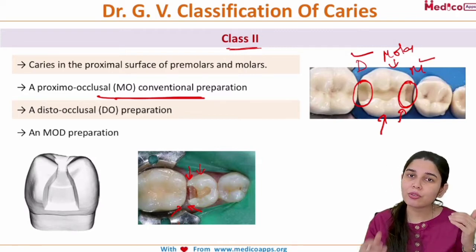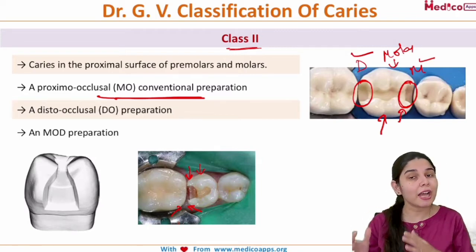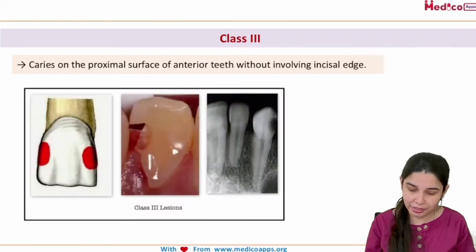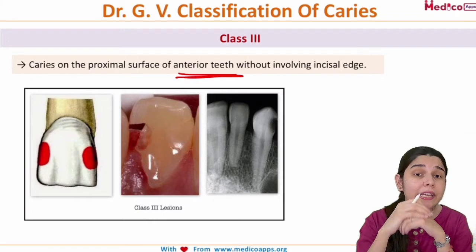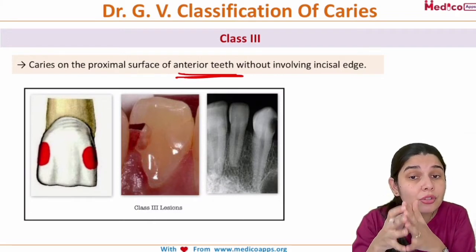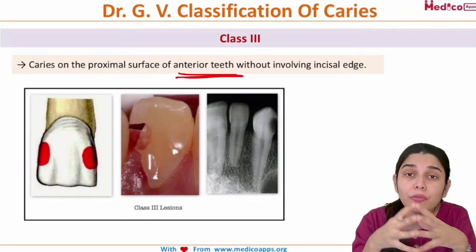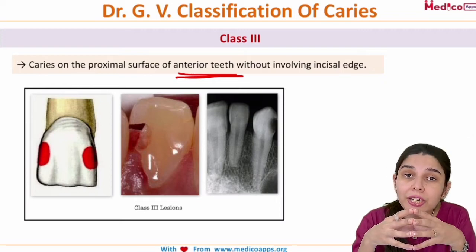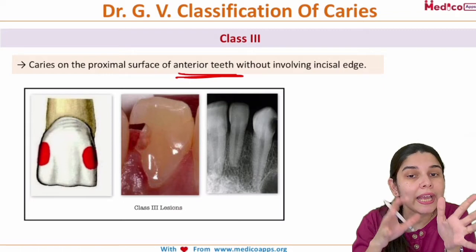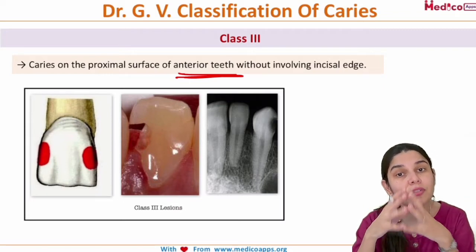So class 1 was all about pit and fissure caries. Class 2 is all about proximal caries. Coming to class 3. Now class 3 is caries involving the proximal surface of the anterior teeth. In class 2, we discussed caries involving the proximal surface of the posterior teeth, that is the premolars and molars. In class 3, it is the proximal surface of the anterior teeth.